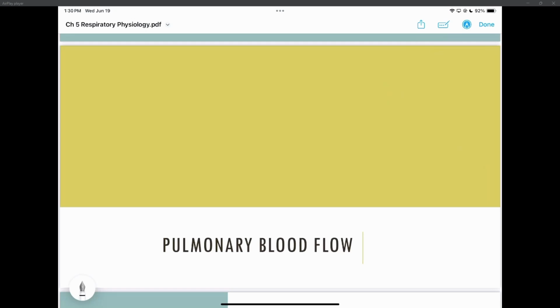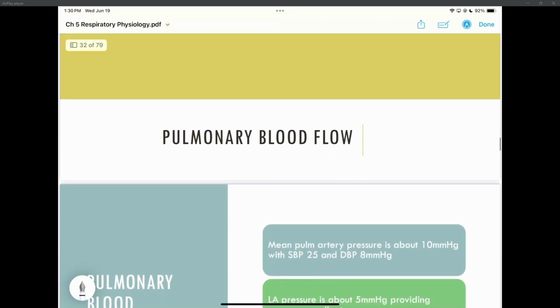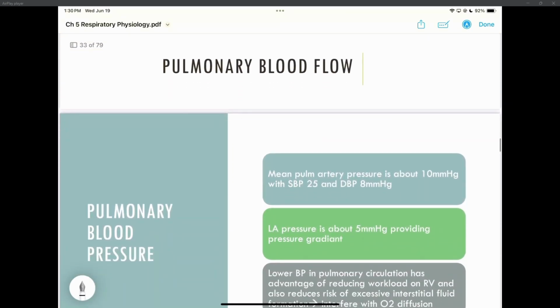Okay, let's get started. So we talked about how air gets into our lungs. We talked about the effect of CO2, O2, and pH on our lungs, what happens. Let's talk about pulmonary blood flow, because obviously blood has to get through the system to be perfused so we can get O2, we can deliver CO2, and so forth.